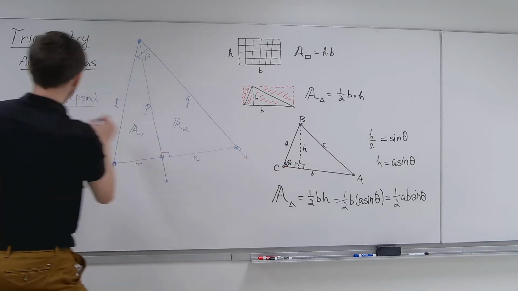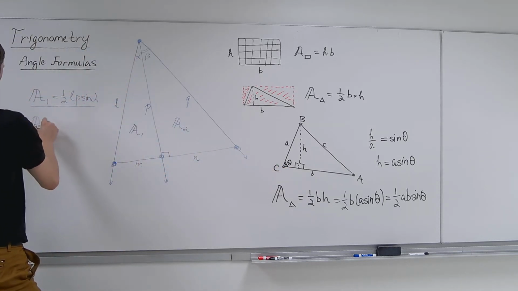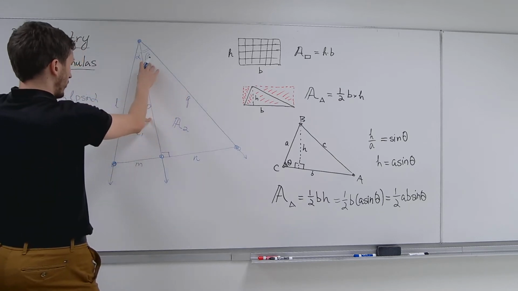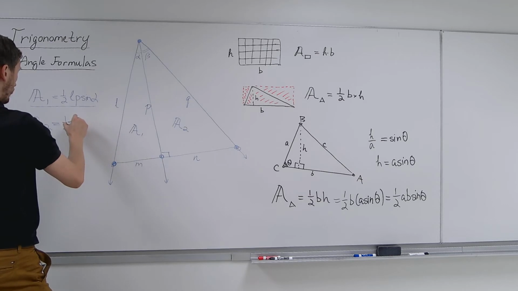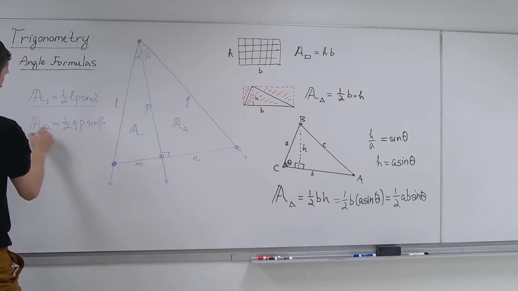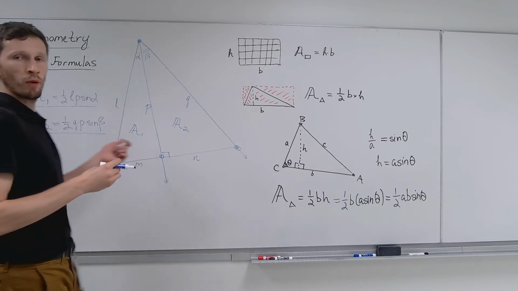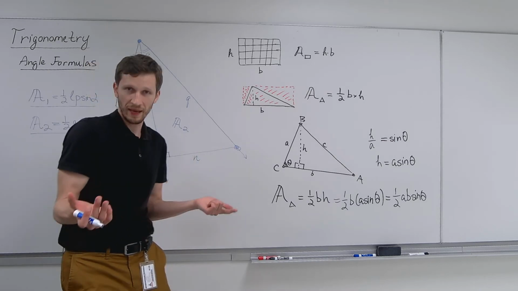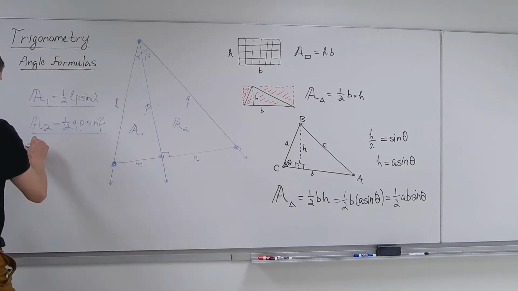What about A2? Very similarly, it's going to equal 1/2, but now what? This sine angle beta. So 1/2 QP, and then sine angle beta. Okay? Well, why am I doing all this? I'm going to say one more thing. What about the area of the whole triangle? A1 plus A2. In other words, area of the entire triangle, the big one, which is A1 plus A2.